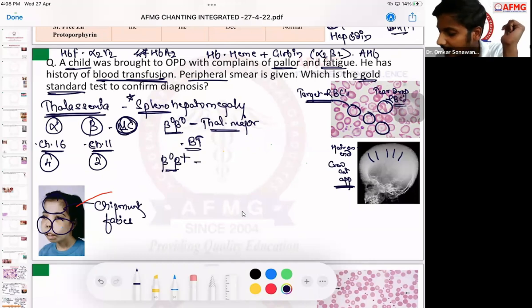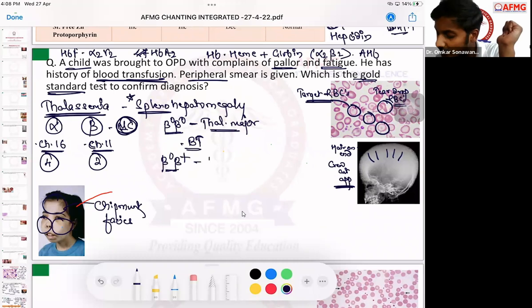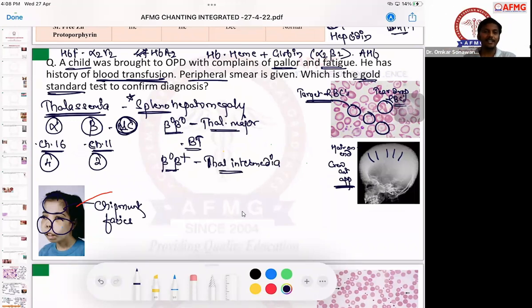then what is it called? One beta globin gene is absent and one beta globin gene is present. That means 50% production of beta globin chains is seen. So here the patient will have thalassemia intermedia. Please remember, guys, it is intermedia, not minor. It is called thalassemia intermedia in a patient.